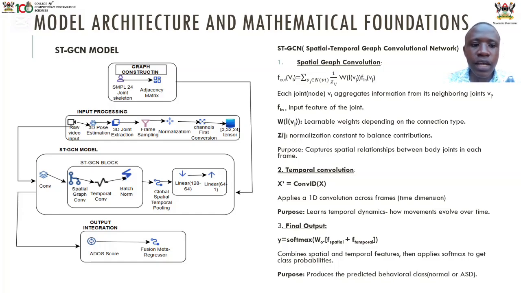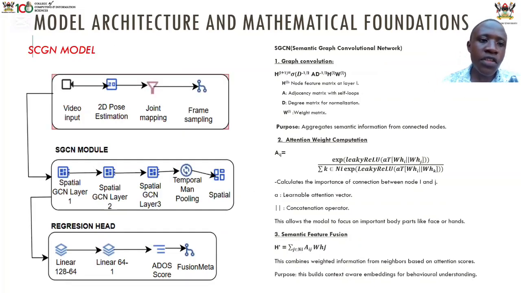So we start with 3 of these blocks. Then after that, it goes into our regression head. That's where we can now predict the ADOS score or the autism score. When I talk about the SGCN model, basically it is the same as the STGCN model, only that it doesn't capture the temporal part of it.